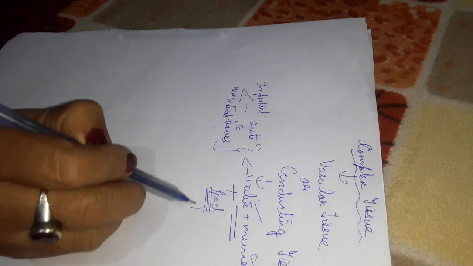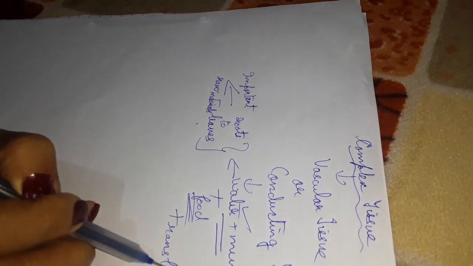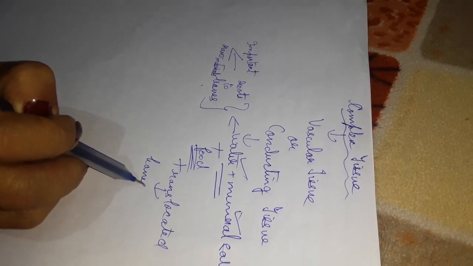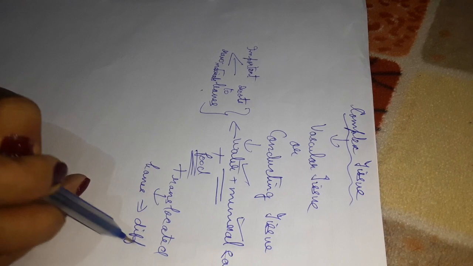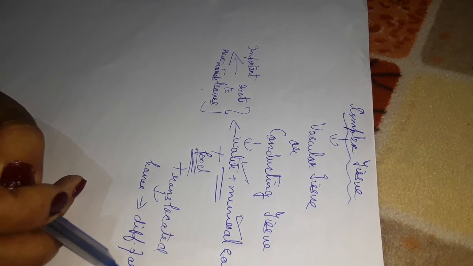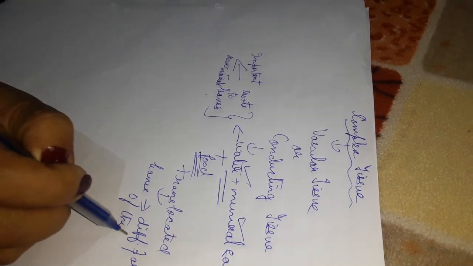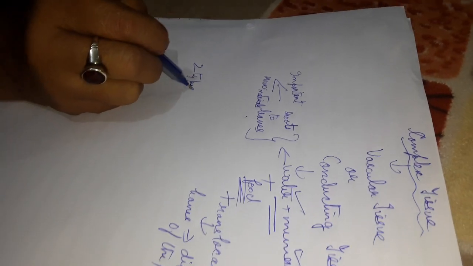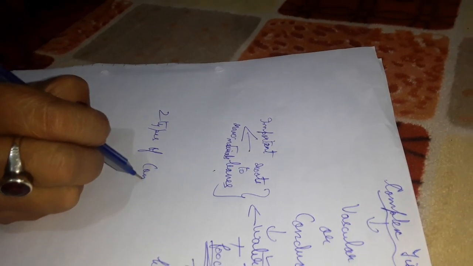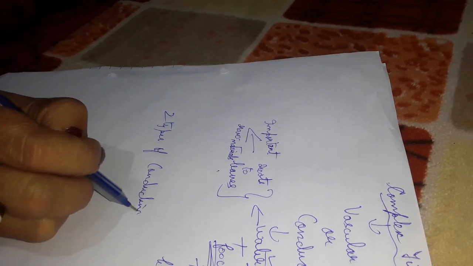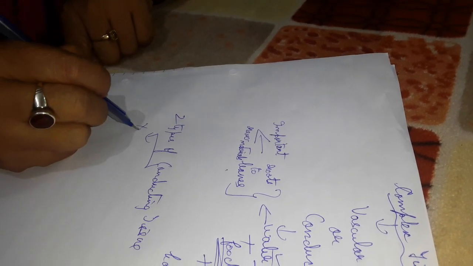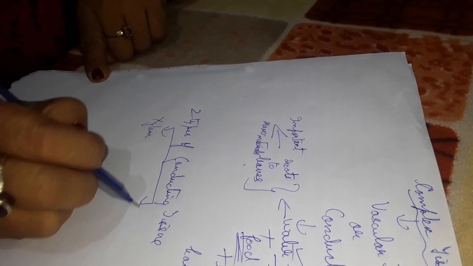What about the prepared food? These are translocated by the vascular tissue from the leaves to different parts of the plant. There are two types of conducting tissue or vascular tissue. What are those? These are xylem and phloem.